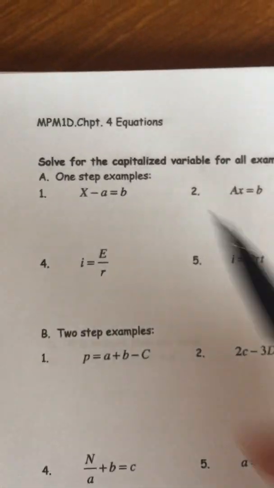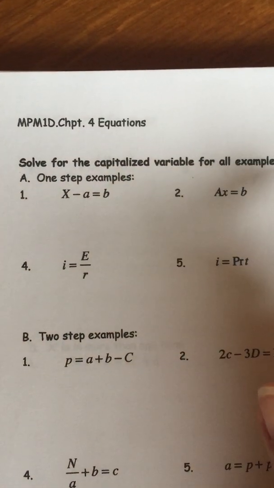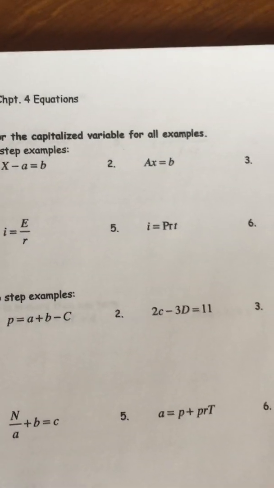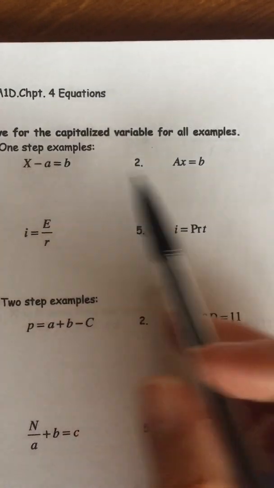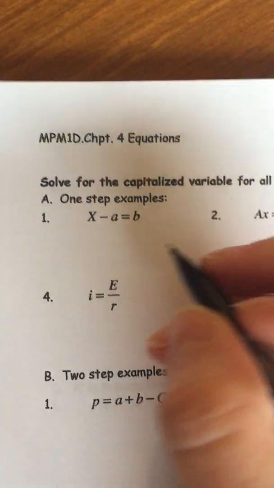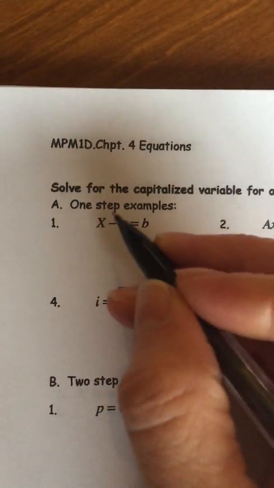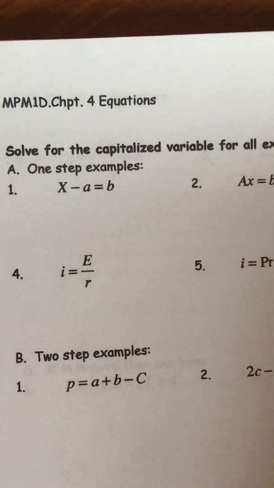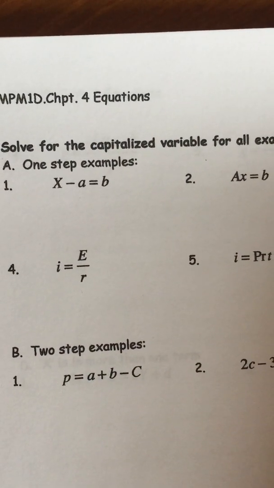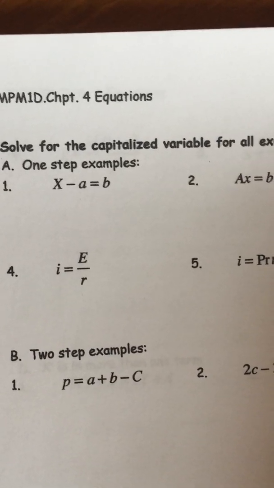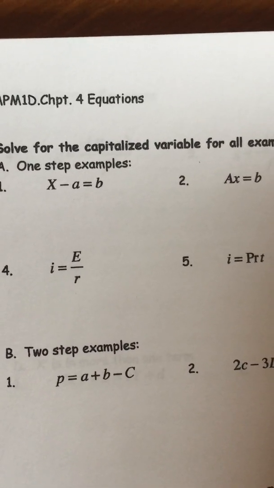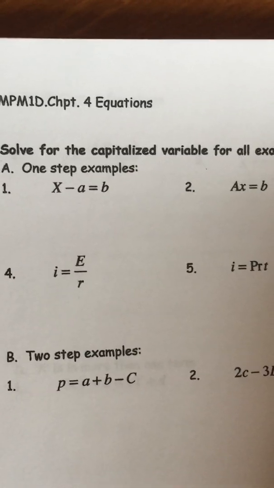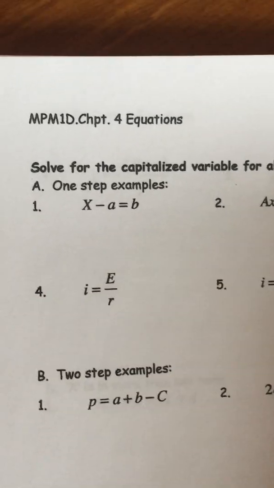Okay, so in all of these cases, I'm solving for the capitalized variable to just make it easier than always having to say solve for x, solve for a, solve for b. It's always the capital one. Always ask yourself, these are one-step examples, so there's only one thing to do. Ask yourself, what is attached to my unknown? How is it attached? How do I undo that? And then that's what you do. You have the answer to what to do.